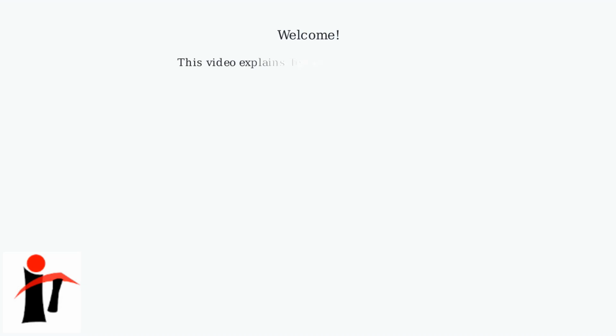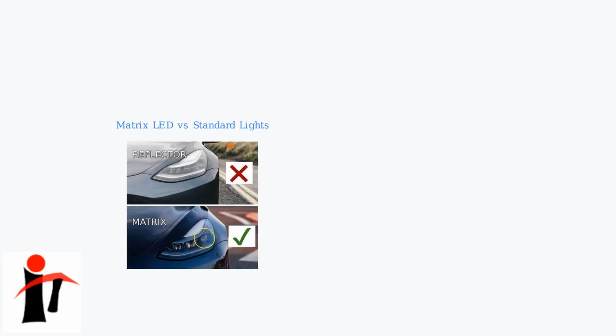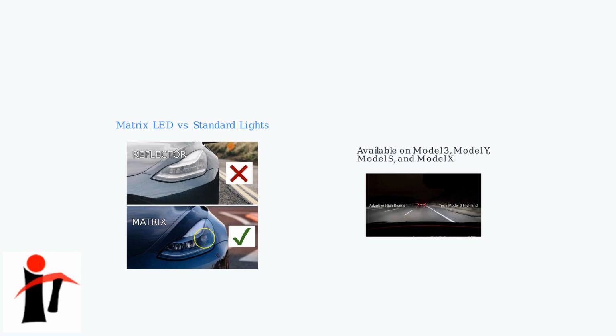Welcome. This video introduces Tesla's adaptive headlights, which dynamically adjust beam patterns to improve visibility and safety. Adaptive headlights work by using sensors to detect traffic and road conditions, then adjusting the light pattern accordingly. These headlights are available on Tesla models like the Model 3, Model Y, Model S, and Model X. Matrix LED headlights provide precise control over individual LEDs for better illumination compared to standard lights that use fixed beams.